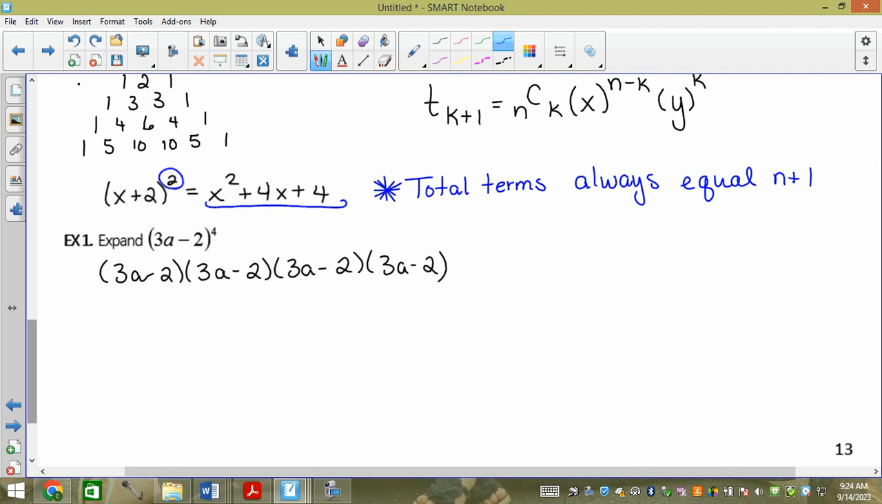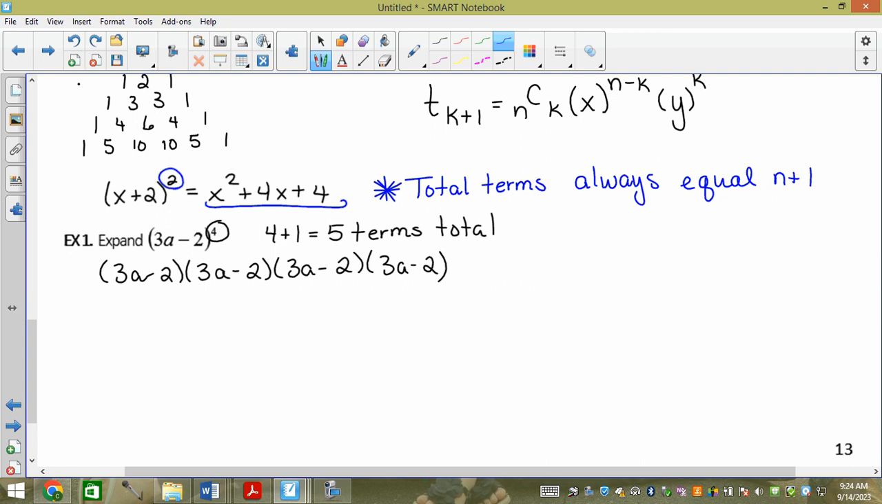How many terms is this going to give me in the end? 5. It's going to give me 5 terms. So this is 4 plus 1, so it equals 5 terms total. So I could expand it and get all 5 terms that way. But what we're going to actually do is we're going to use the binomial theorem to find all 5 terms. If I was actually asked to find all 5. Sometimes I'm asked to find the 1st, the 3rd, the 5th, right? But say I have to find all of them.